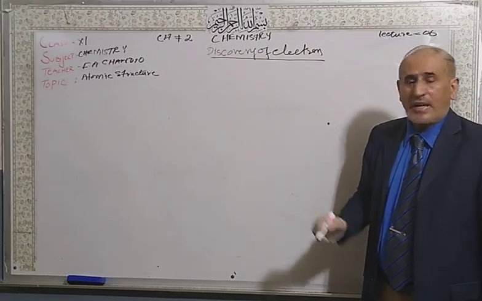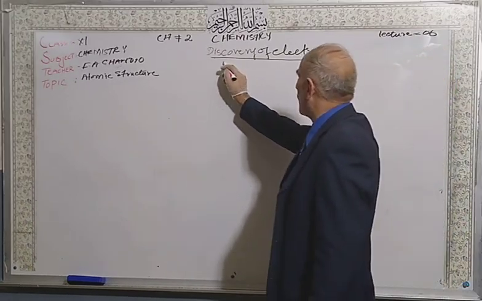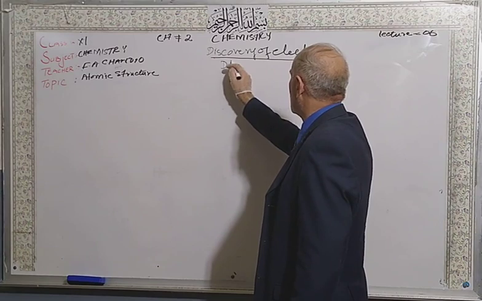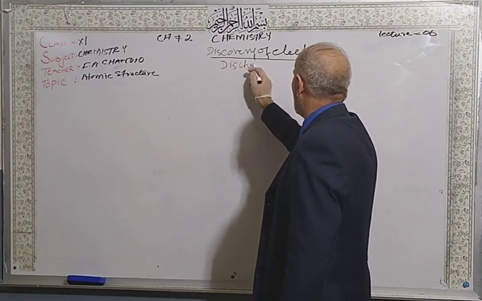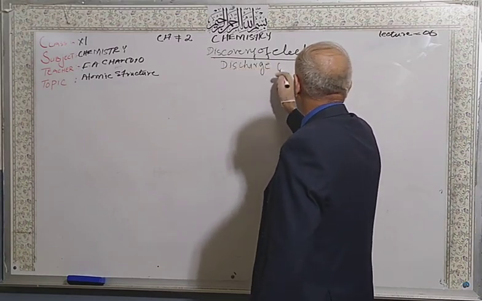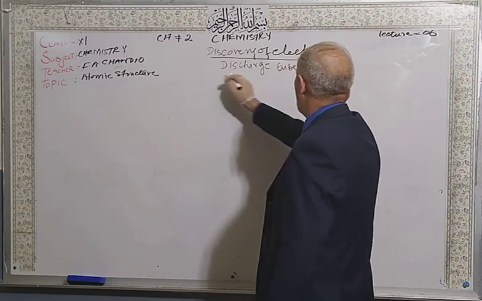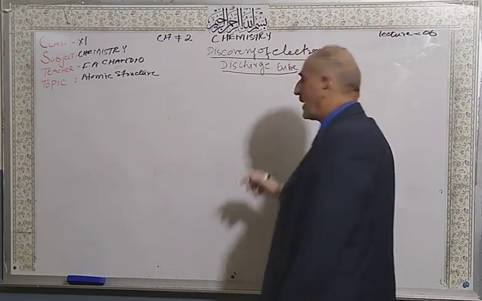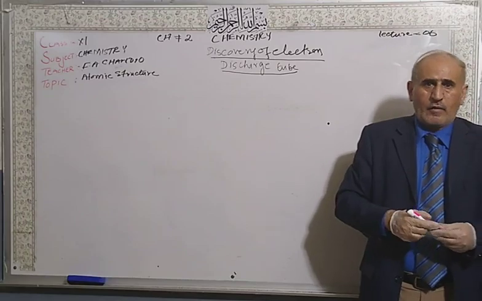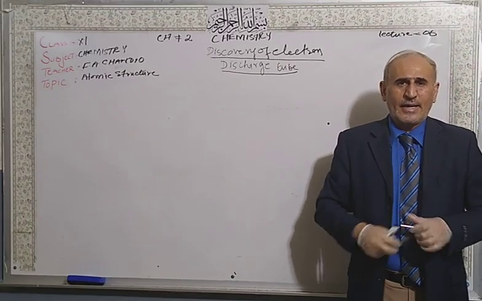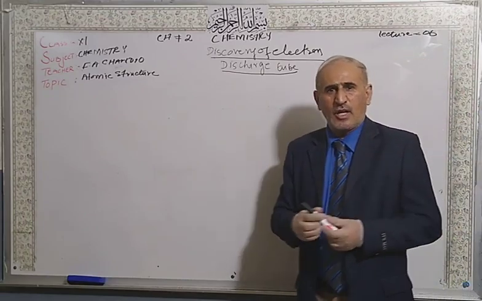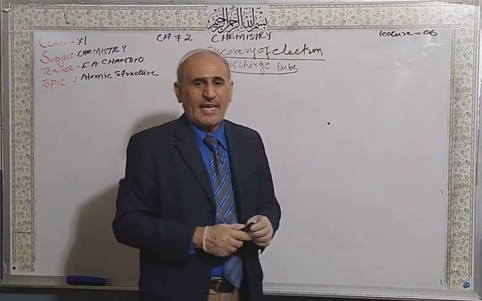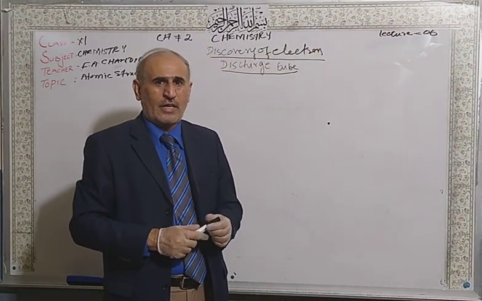Discovery of the electron by using a discharge tube. By using a discharge tube, we have to write an experiment for the discovery of the electron. There are 3 scientists involved in the discovery of the electron.